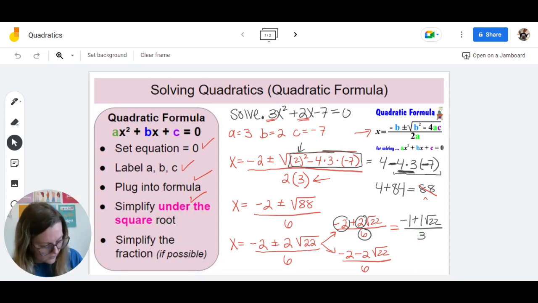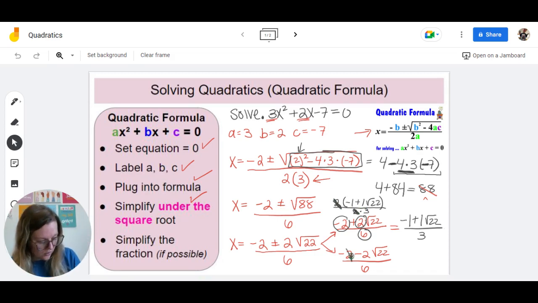If you want to think about it like this, the top could be negative 2 parenthesis 1. Oh, I'll take out just a 2. I could say 2 parentheses negative 1 plus 1 square root 22 all divided by 2 times 3. This is really what we did. We canceled out this 2 with this 2, and that's how I got the negative 1 plus 1 square root 22 over 3.